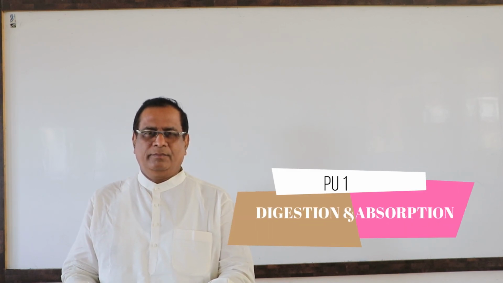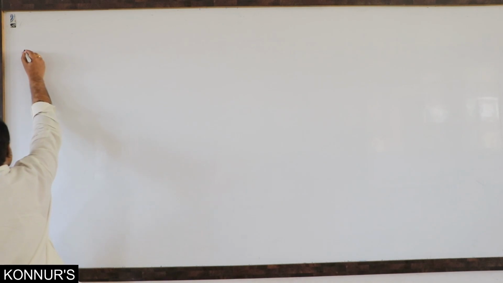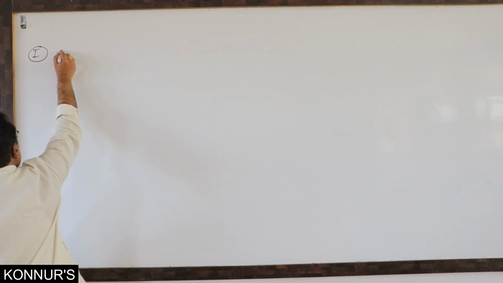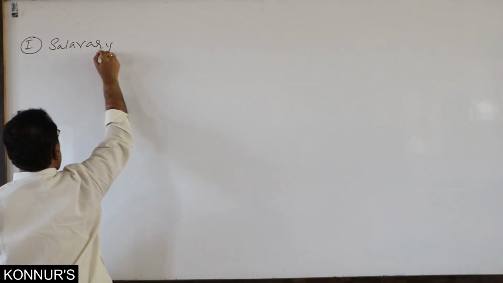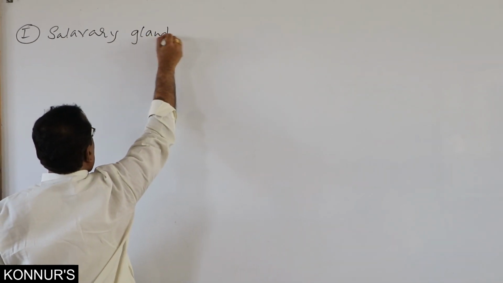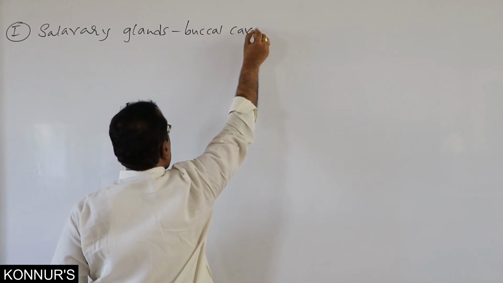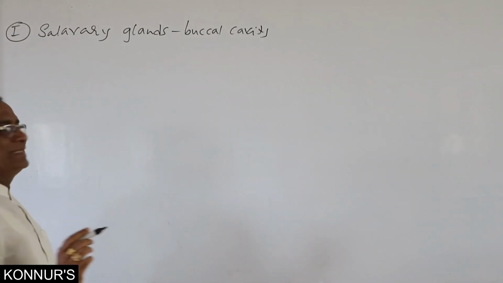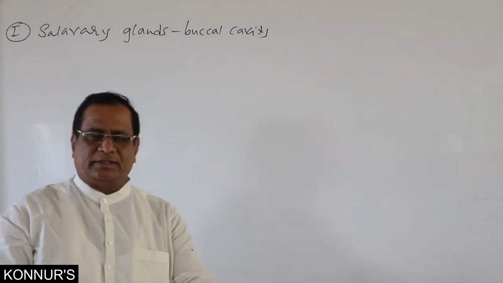Now it's time to discuss NEET questions concerned with digestive glands. There are 5 groups of digestive glands. First one is salivary glands. These are present in the buccal cavity. There are 3 pairs of salivary glands.